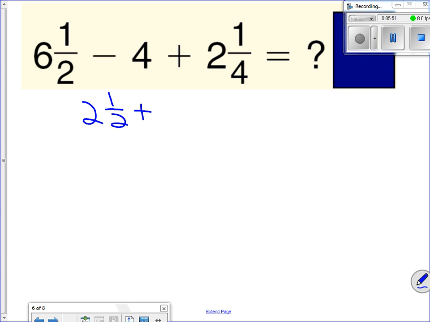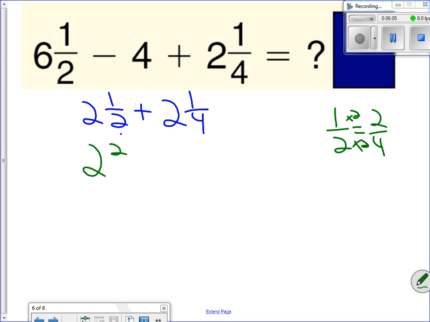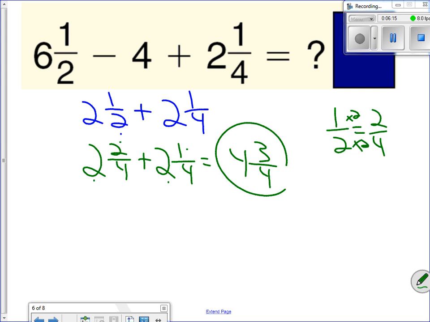Plus 2 and 1/4. When we're adding fractions, we have to find a common denominator, so we know half into 4, we're going times 2 gives me 2/4. So I have 2 and 2/4 plus 2 and 1/4. 2 plus 2 is 4. 2 plus 1 is 3. 4 is my denominator.